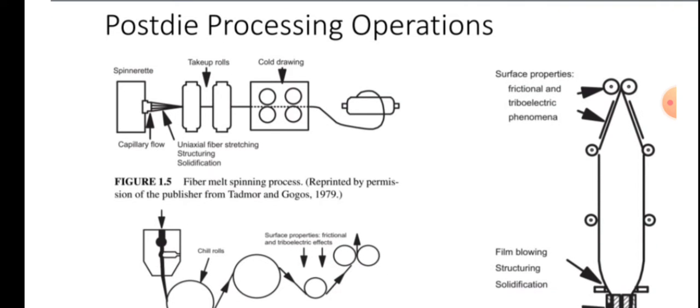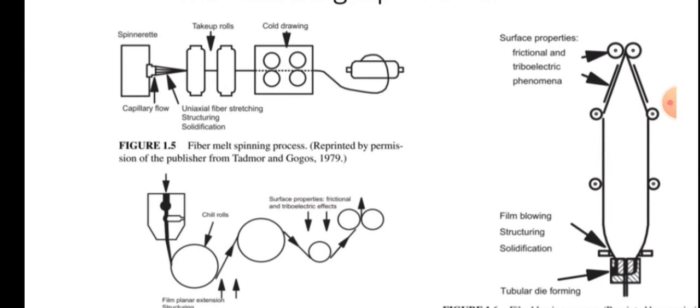Post die processing operations. In this post die processing operation: spinning rate, take up rolls, cold drawing, capillary flow, uniaxial fiber stretching, structuring, solidification. These are the parts of the post die processing operation. Surface properties are frictional and triboelectric phenomena. The figure shows the fiber melt spinning process.